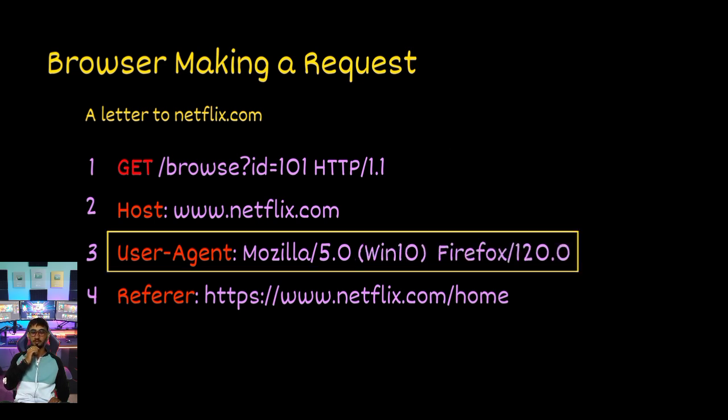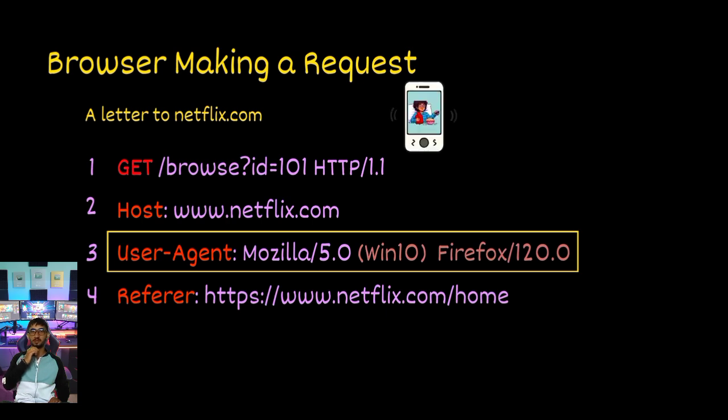The third line is called the user agent header. This is how your browser tells the server who's making the request, what kind of device, operating system, and browser you're using. In the present example, this line is saying, "Hey Netflix, I'm using Firefox version 120 on a Windows 10 machine." Why does this matter?